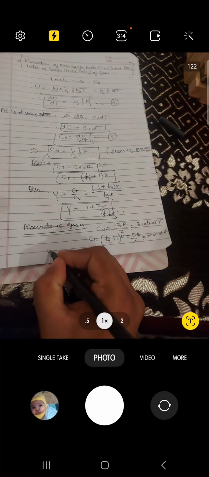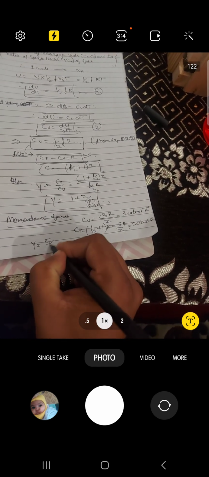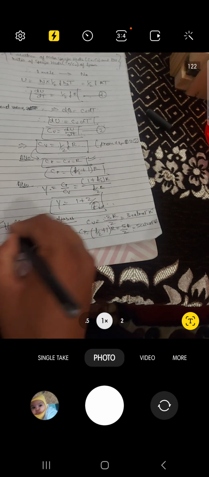Okay, and what will be the value for gamma? Similarly, gamma also you can calculate. So gamma will be equal to, simply you have to place in this formula the degree of freedom. So it will be coming, I think, 5 by 3. So normal substitution you have to do here. Okay, and this is for monatomic that we have done. You can try for diatomic also, you can try for triatomic also.